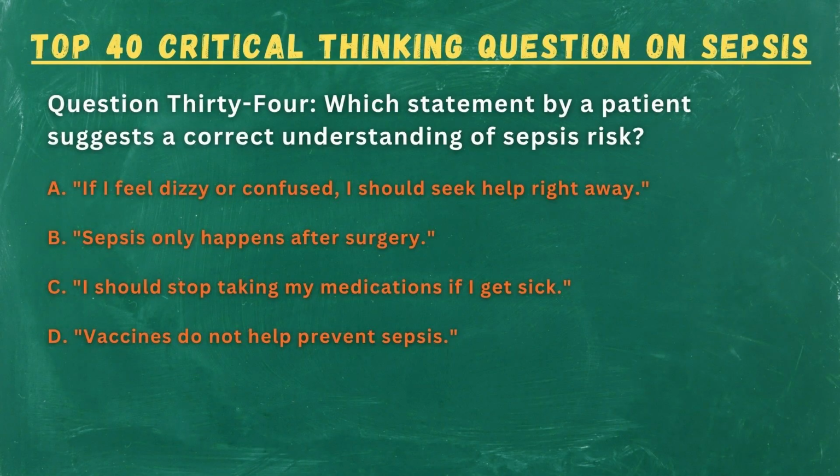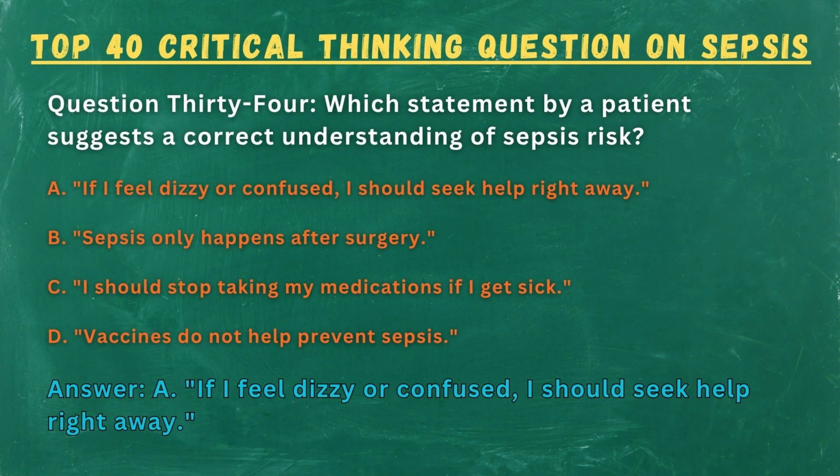Question 34. Which statement by a patient suggests a correct understanding of sepsis risk? A. If I feel dizzy or confused, I should seek help right away. B. Sepsis only happens after surgery. C. I should stop taking my medications if I get sick. D. Vaccines do not help prevent sepsis. Answer: A. If I feel dizzy or confused, I should seek help right away.